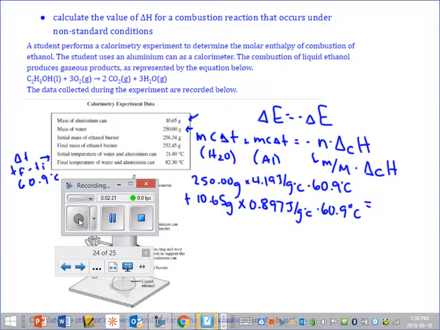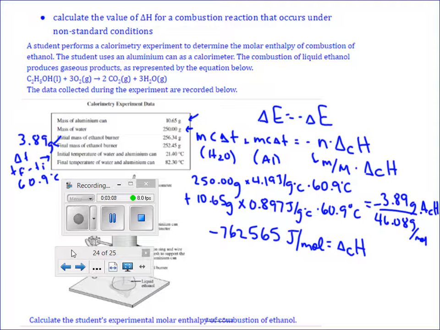On the other side, where we have the number of moles, which will be represented by the mass and molar mass, we're going to take a look at the initial and final mass of the ethanol burner, and we'll see that the difference between these two values, 256.34 and 252.45, is 3.89 grams. So we'll do that, and we'll divide it by the molar mass of ethanol, which is 46.08 grams per mole. And then the last unknown is the molar enthalpy of combustion. So we'll perform these calculations and rearrange to solve for the molar enthalpy of combustion.